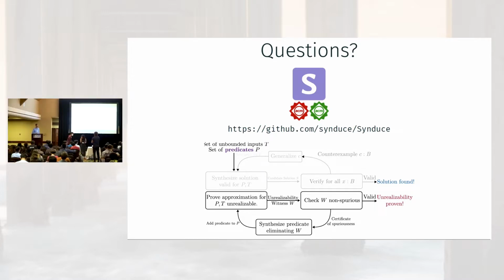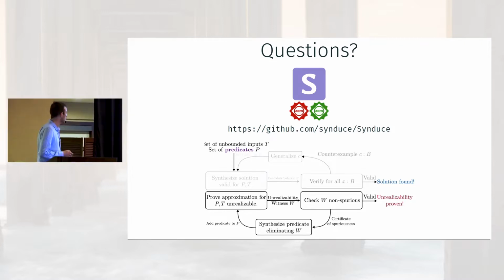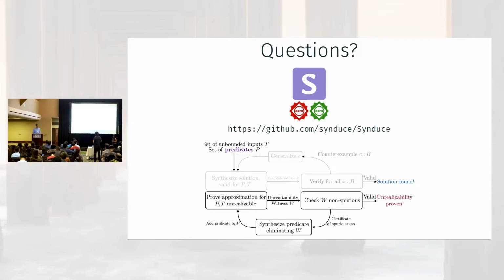Hi, very nice work. I have two questions. One is, how do you synthesize the refinement predicates, and what is a good refinement predicate? So for the predicates, we use syntax-guided synthesis, and we have the default grammar for Boolean predicates in linear integer arithmetic. The unrealizability examples correspond to input-output examples, and so any syntax-guided synthesis solver can be used.